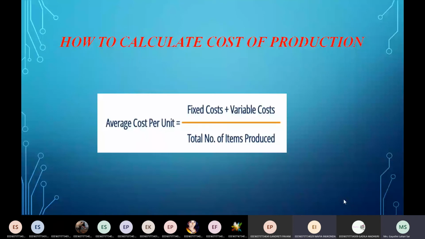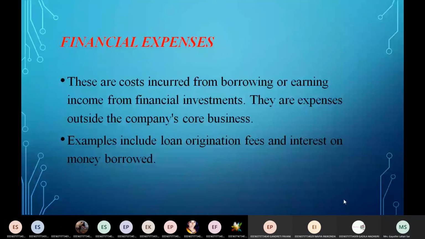How to calculate the cost of production? The average cost per unit equals fixed cost plus variable cost divided by the total number of items produced. Ma'am, next slide.